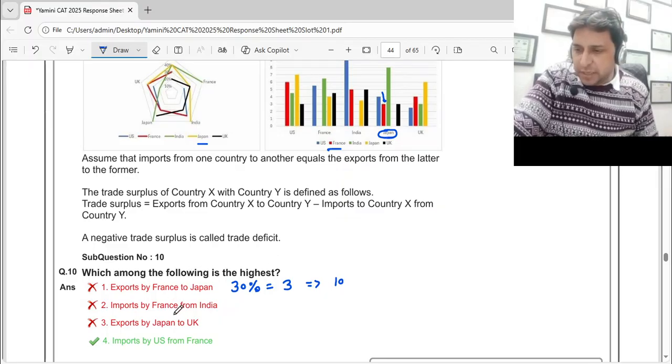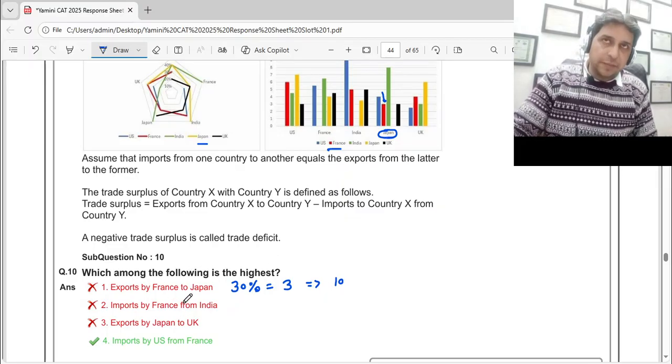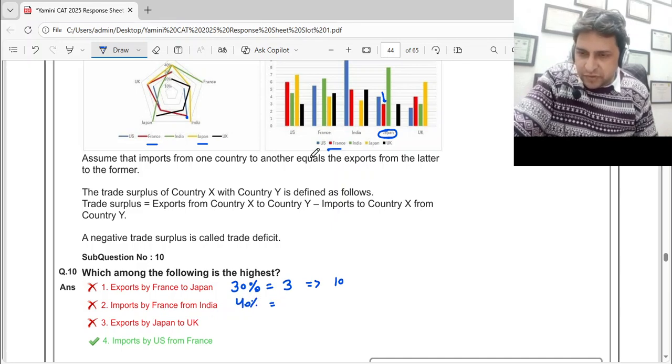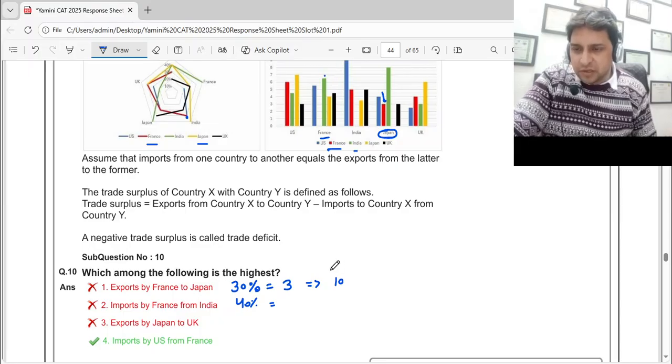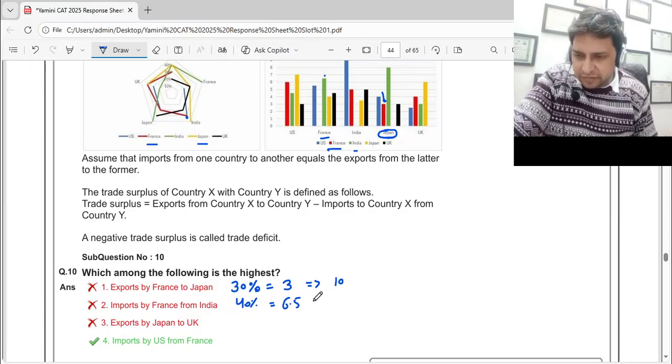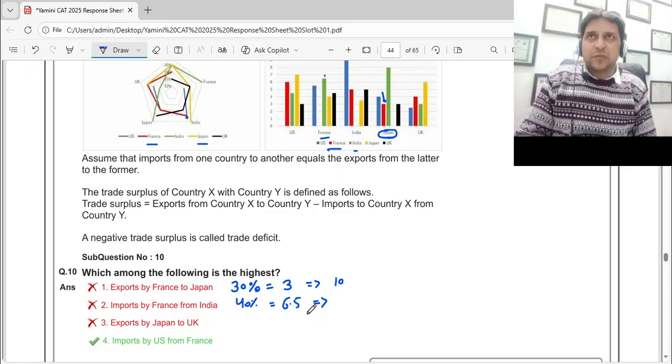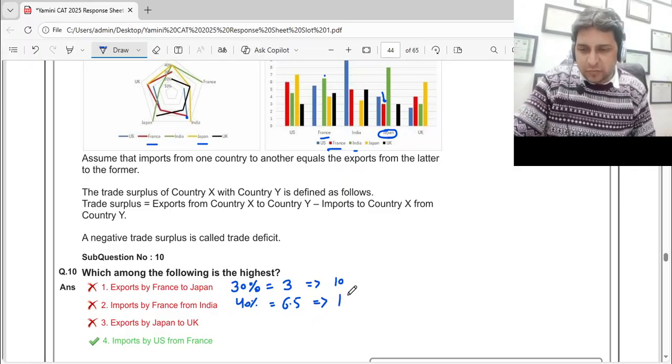Okay. Imports by France from India, that means now we have to take France. France is here. From India it is taking 40%. So this is 40%. France, India, now this is 6.5. So 40% is 6.5. That means 100% is going to be what? 6.5 plus 6.5 is 13, 13 plus 3.25 is 16.25.